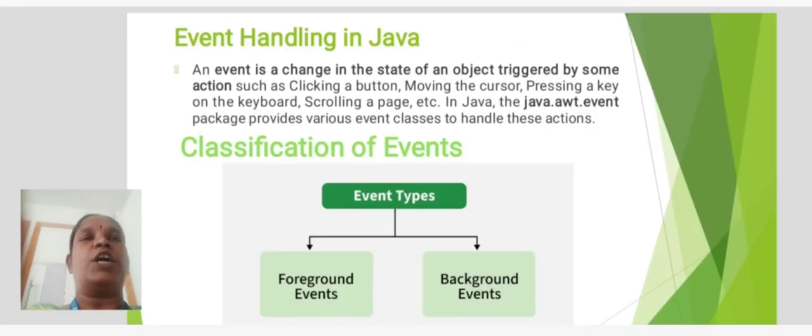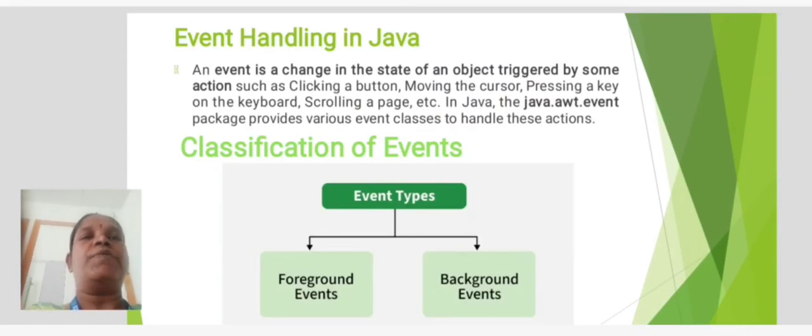Event handling in Java. An event is a change in the state of an object triggered by some action, such as clicking a button, moving the cursor, pressing a key on the keyboard, scrolling a page, etc. The java.awt.event package provides the various event classes to handle these actions.